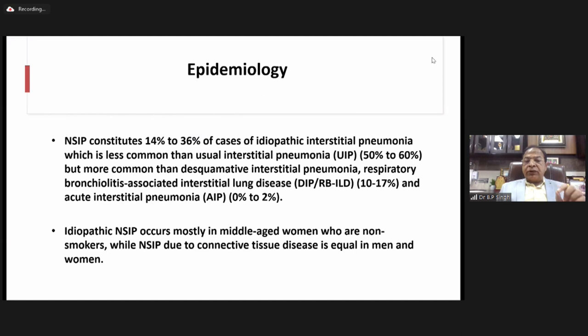It constitutes 14 to 36% of the cases of idiopathic interstitial pneumonia, which is less common than usual interstitial pneumonia, 50 to 60%, but more common than DIP and RB-ILD, 10 to 17%, and acute interstitial pneumonia, which is 0 to 2%. Idiopathic NSIP occurs mostly in middle-aged women who are non-smokers, while NSIP due to connective tissue disease is equal in men and women, as you all know.